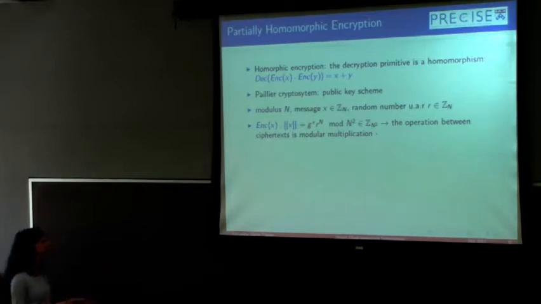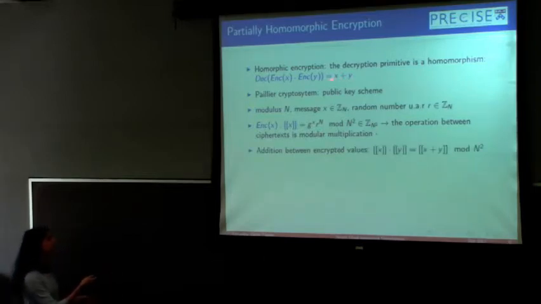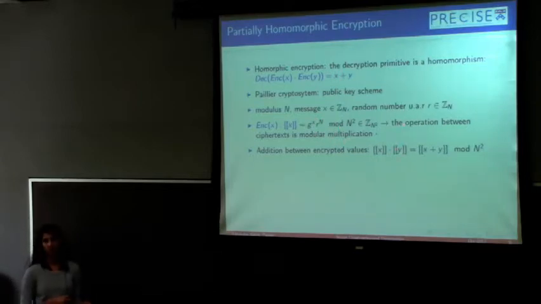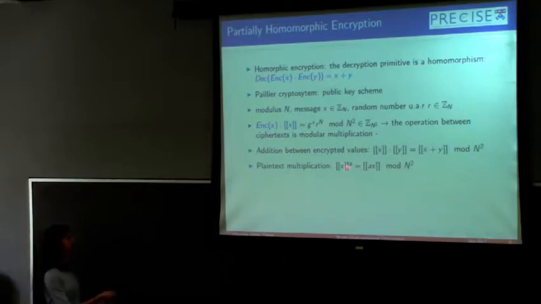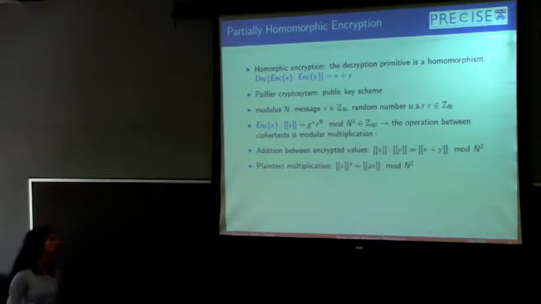So if we want to achieve addition, this means that the operation between the ciphertexts is modular multiplication. This means that if we do this operation on two ciphertexts, we will achieve a ciphertext that is the encryption of the sum of the messages. And this is what we want. And also we get for free that we can achieve a multiplication of an encrypted message by a plain text, which, again, is an integer. This means that you just raise your ciphertext to that power.